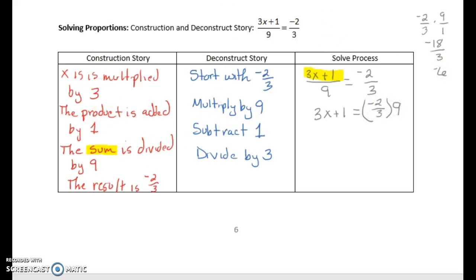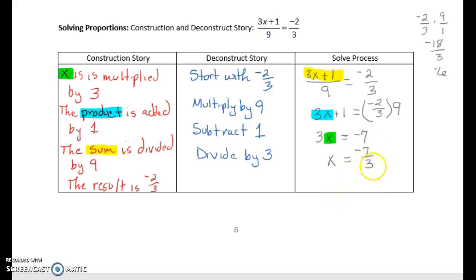Next, we know that we have a product, and that product is the 3x, and it was added by 1, so we're going to deconstruct that by subtracting 1, so we end up with the product. And now we have negative 6 minus 1, which is negative 7. And then lastly, we're going to end up with x, because x was multiplied by 3, so we're going to divide, and we know that we're going to be left with x. And so x is equal to negative 7/3.